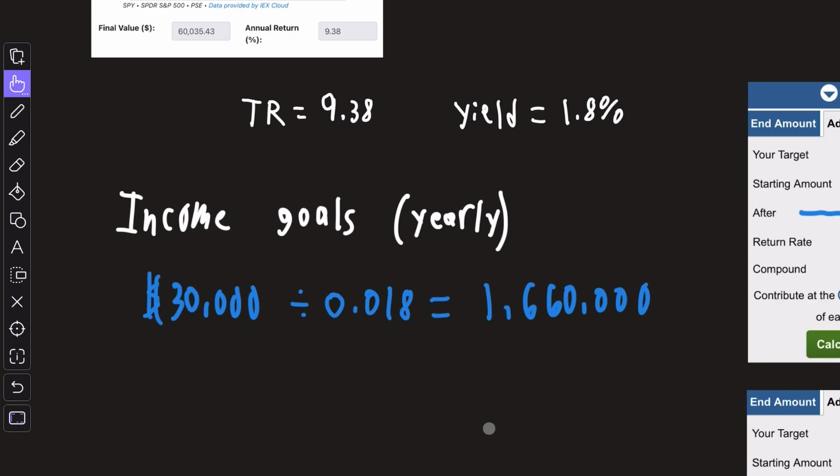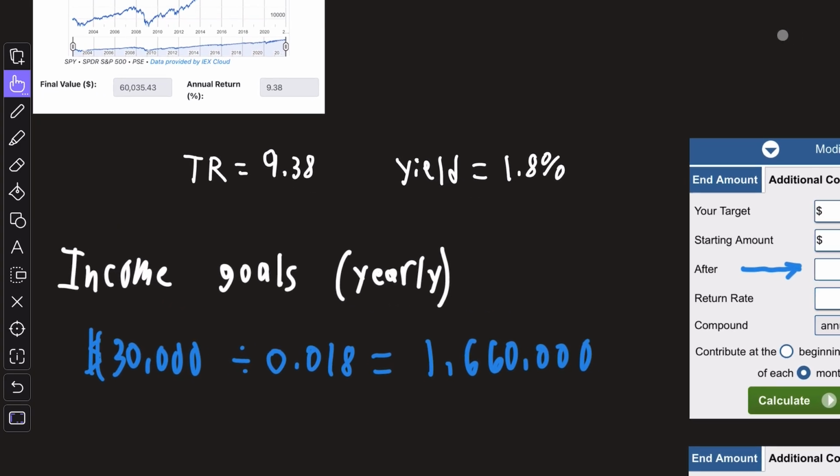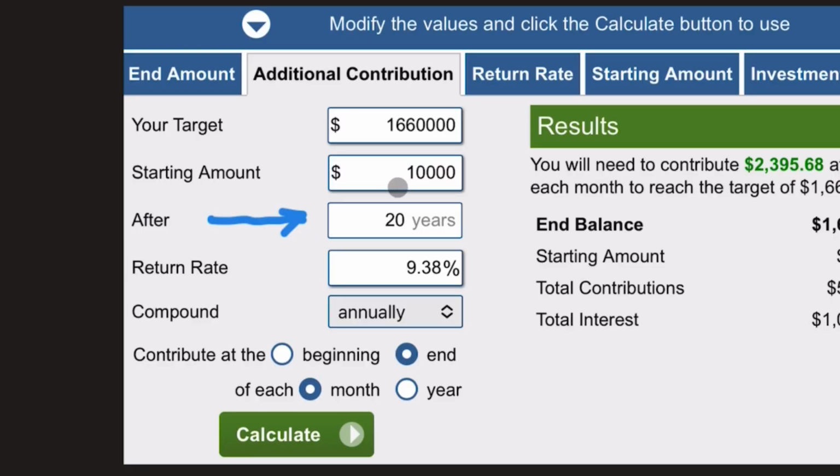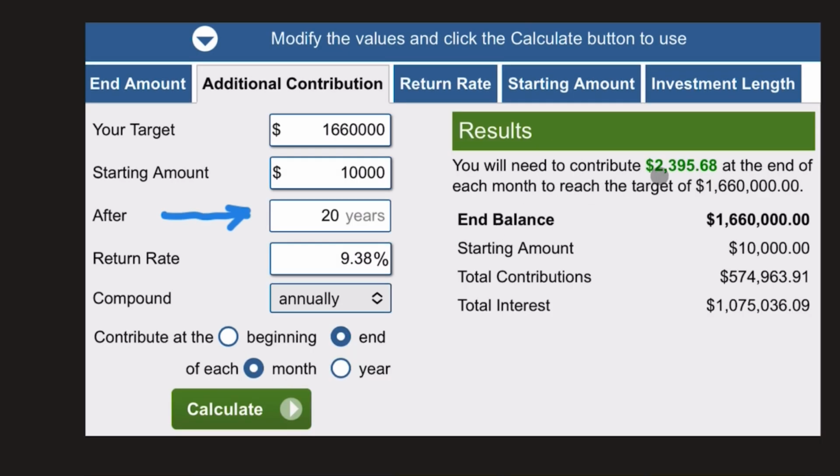So if you work backwards to find out how much money you need in order to generate 30,000 bucks off of a dividend yield of 1.8%, that is $1,660,000. Now, the next step is to take these numbers and input it into a final investing calculator. For all of these calculations, I put in a starting portfolio value of 10,000 bucks. So altogether, you need to contribute $2,395 each month to achieve this end value of $1.6 million in a time frame of 20 years with this rate of return.